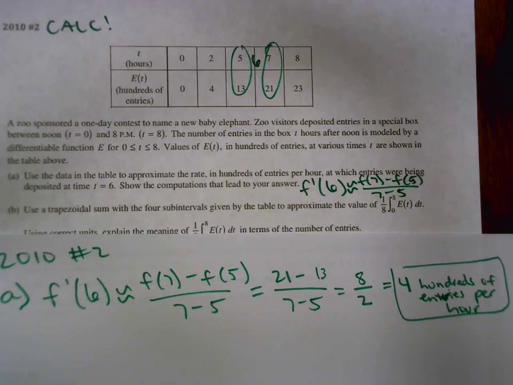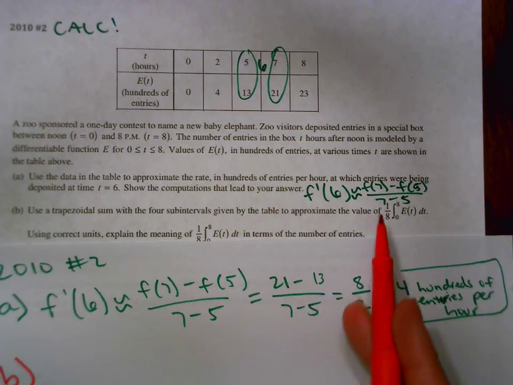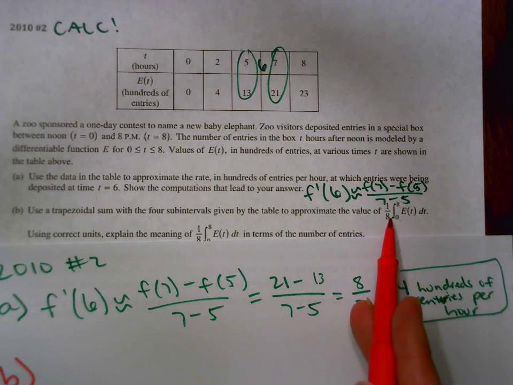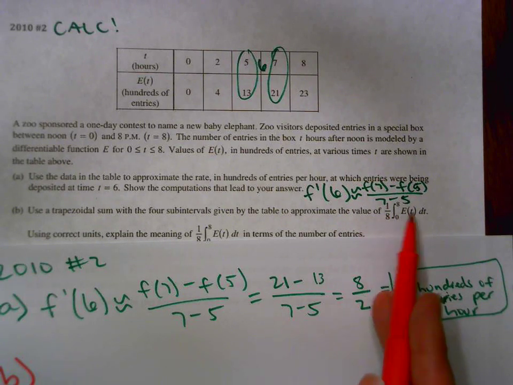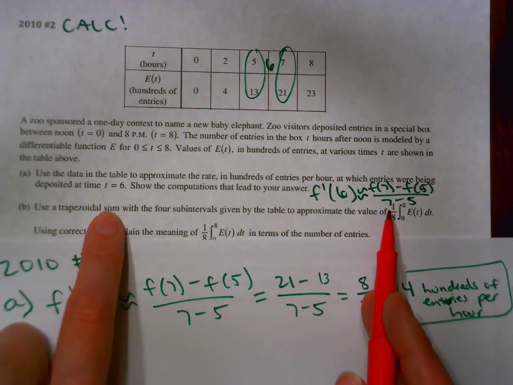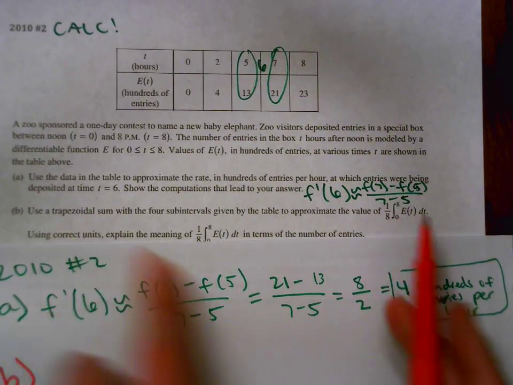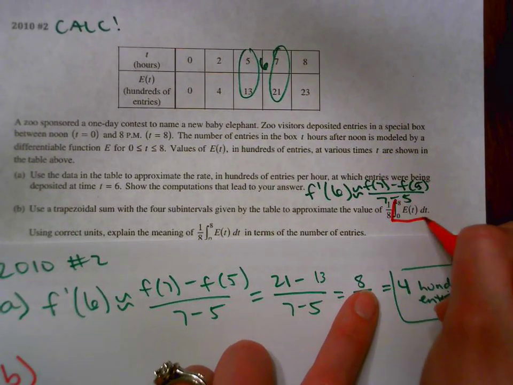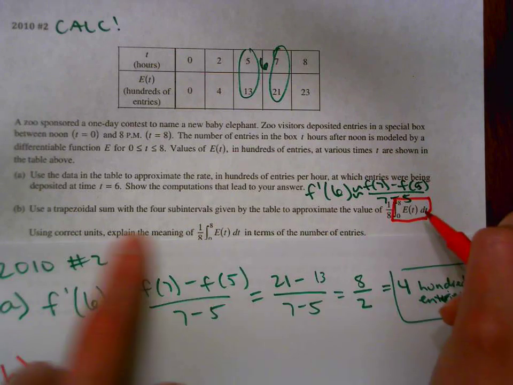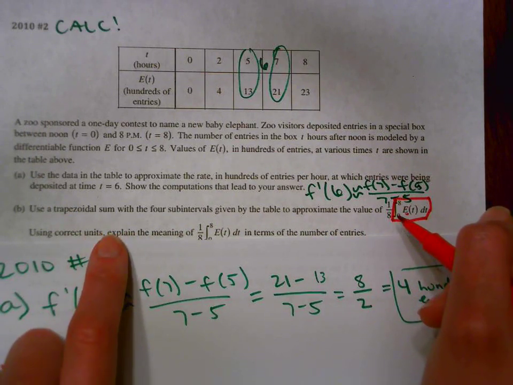So for B, it says use a trapezoidal sum with 4 subintervals given by the table to approximate. Now notice, this is 1 over 8 times this integral from 0 to 8. So a sum, whether it's left, right, midpoint, or trapezoidal, approximates just the integral, the area. And so whatever you get for this sum, you can't forget to multiply by that 1/8 value.